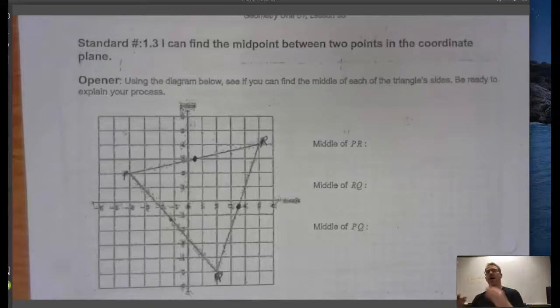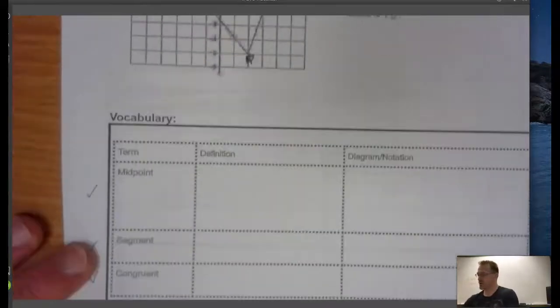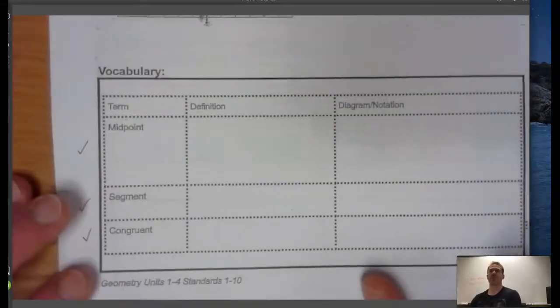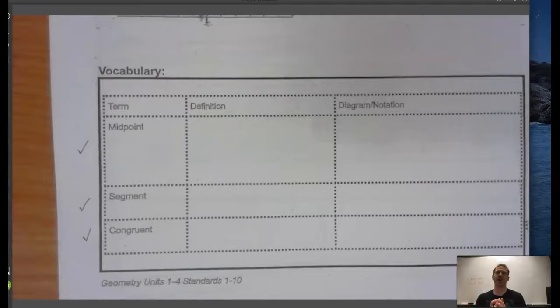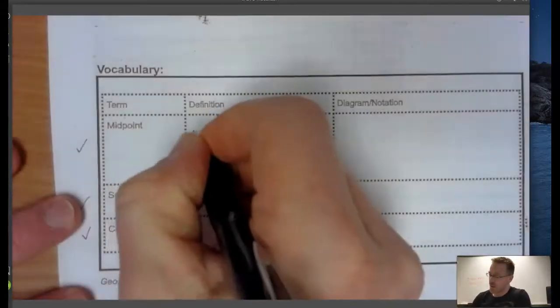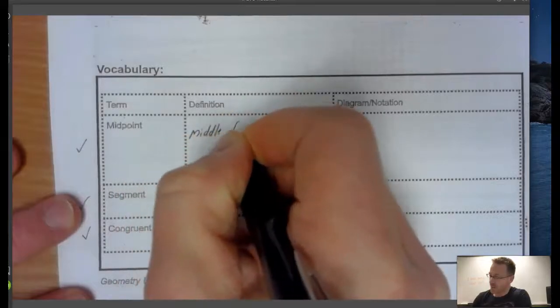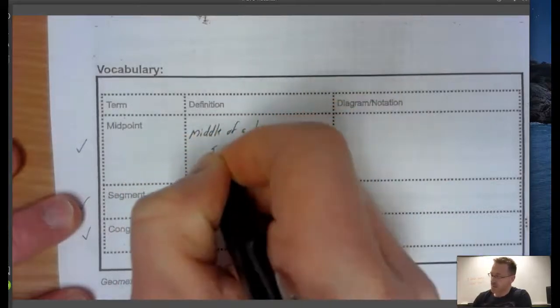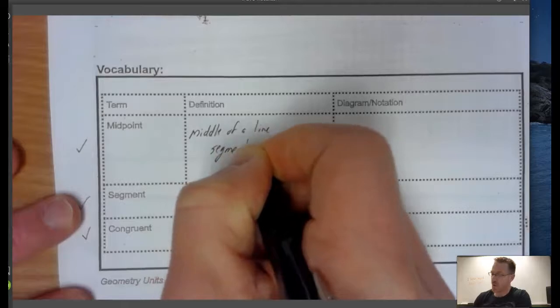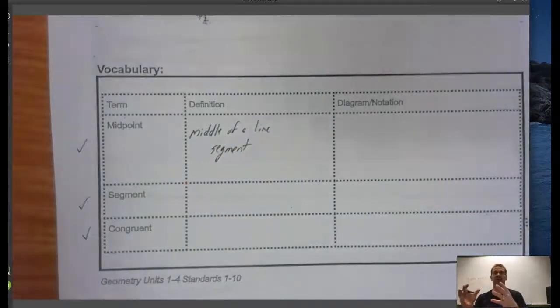All right, so now, what you're going to come to know with geometry is that we're going to have some vocabulary and notation. What we want you to do is get to know some of these words and learn how to notate certain things mathematically. So when we think about midpoint, the definition of that is just the middle of a line segment. And once again, if I'm going too fast, you can listen to everything, pause the video, and then write it down. Okay, so we want the middle of a line segment.